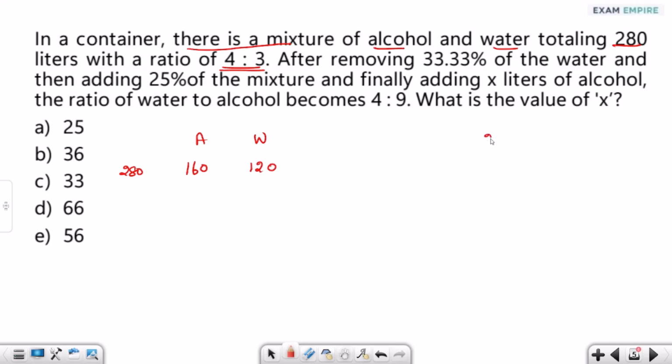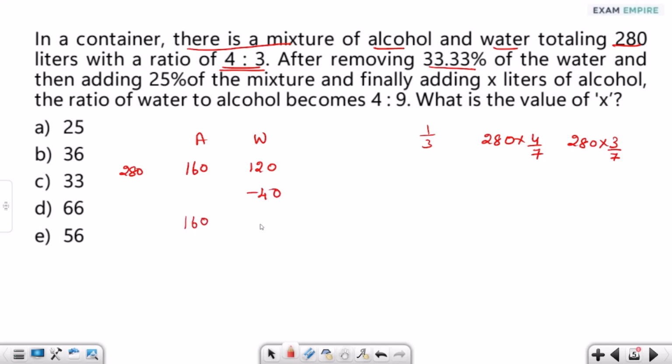So how will we be finding this? So 280 into 4 by 7. This is nothing but alcohol. So 280 into 3 by 7, which is nothing but water. So 160 and 120. Now, after removing 33.33%, that is 1 by 3 of the water. So what is 1 by 3rd of 120? It is like 40. Okay.